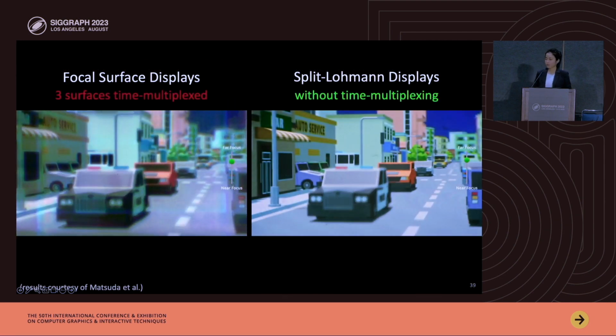So shown here are focal stacks captured from both prototypes of both displays. Focal surface displays on the left show significant artifacts in spite of time multiplexing 3 focal surfaces for this result. In contrast, our display produces scenes instantly without time multiplexing. It's also worth noting that this is not an equal comparison due to the basic differences in hardware.